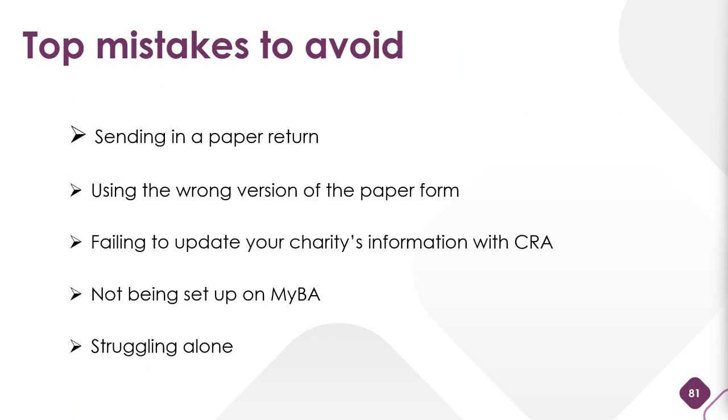Not being set up on MyBA. To use MyBA, your organization must have a business number, BN, a 9-digit federal taxpayer registration number that identifies your organization. This number is unique to your organization and stays the same no matter how many or what type of CRA accounts you have. A charity account, RR. This is the program identifier for registered charities. The RR identifier, which is followed by a 4-digit reference number, is attached to your 9-digit BN.